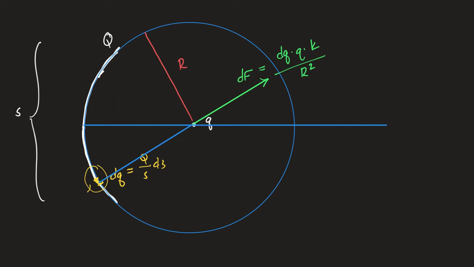So you have said Q over, it can't be Q over L because it's an arc length. It can be L if you call that length L.